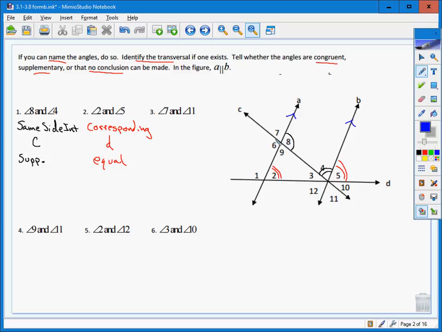7 and 11. Again, formed by line A and B and line C cutting through them. They're both on the outside of A and B, and they're on opposite sides of line C. C would be the transversal. They are alternate exterior angles, and they would be equal.